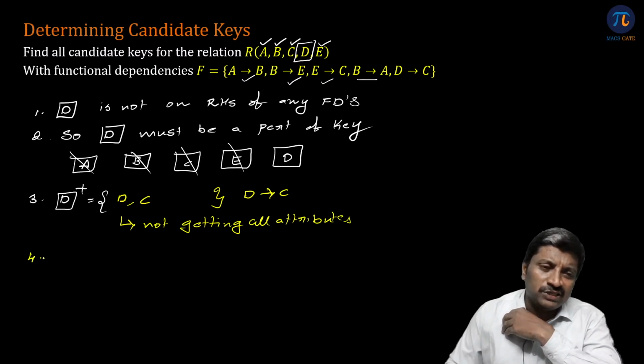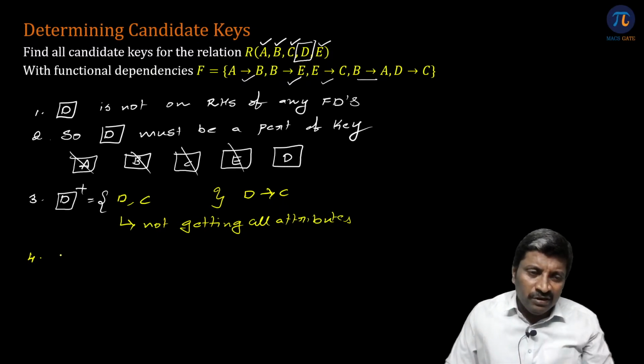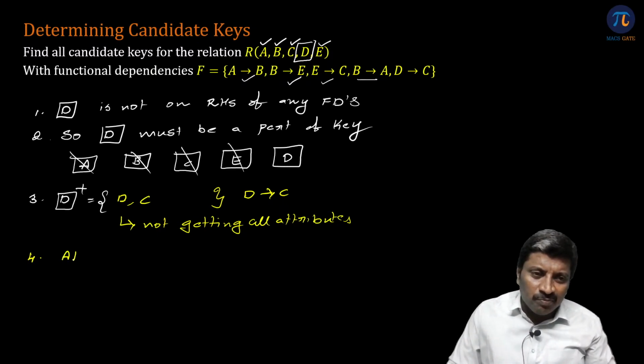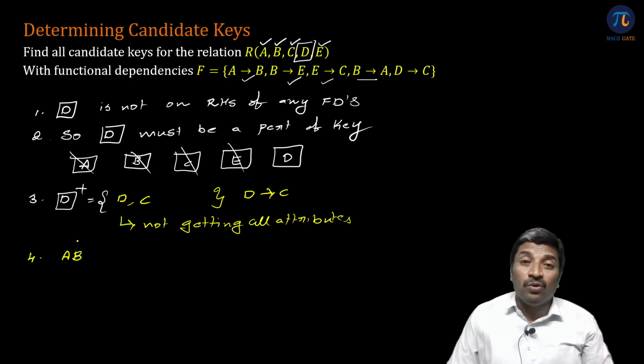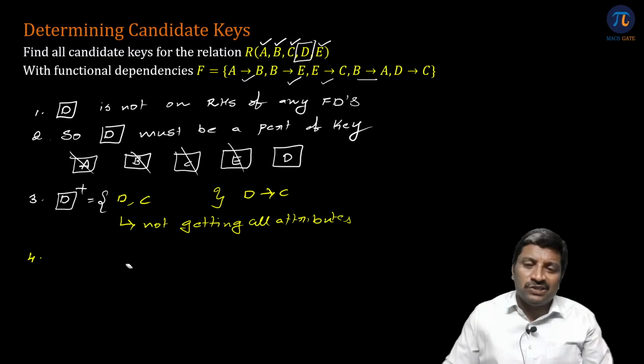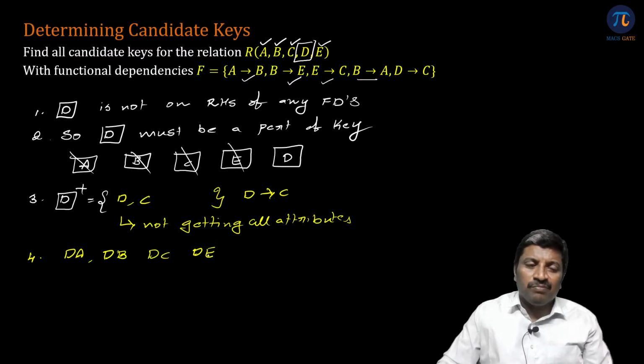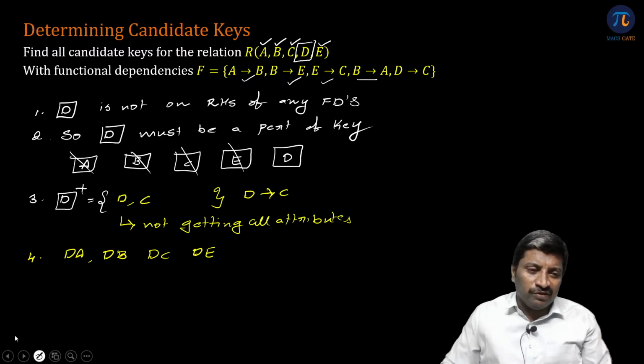So in this case, we now try two-attribute sets because one-attribute sets we already completed. With the two sets A comma B, can I consider this, sir? No. D must be part of it. So I should not consider AB. Let us write like this, it will be comfortable for us. DA, DB, DC, DE. These are the possibilities I need to verify.